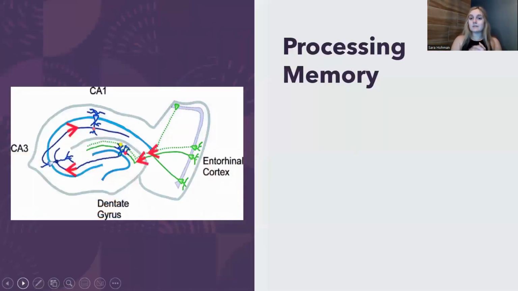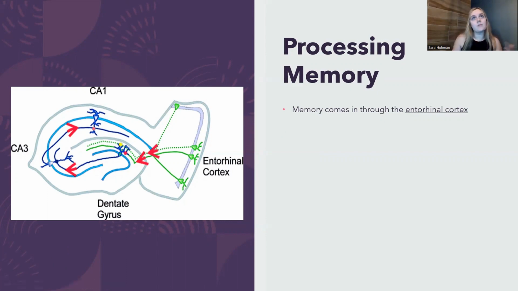Now we're going to break down some processing memory, and I know this picture on the screen looks a little scary and looks like a bunch of lines and dots, but we're going to break it down and hopefully it makes a little more sense. So memory comes in through the entorhinal cortex right here. Let's say you're walking down the street and you see a little kid riding a bike and you think, oh, I remember when I learned how to ride a bike. So that memory enters in through doorway number one, the entorhinal cortex.